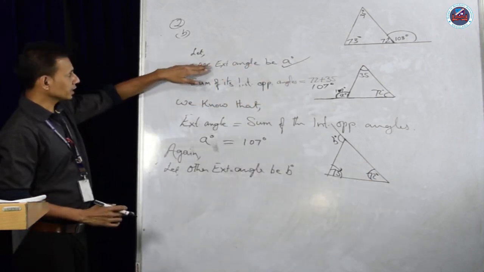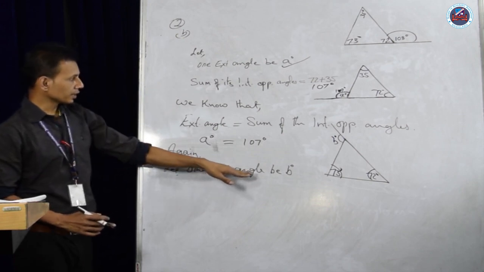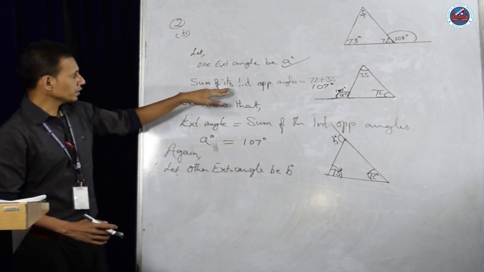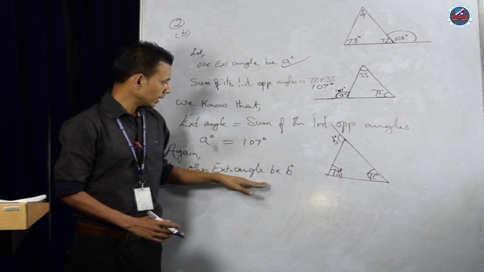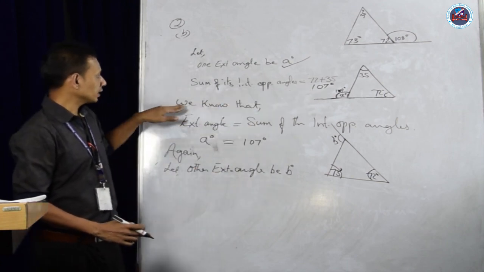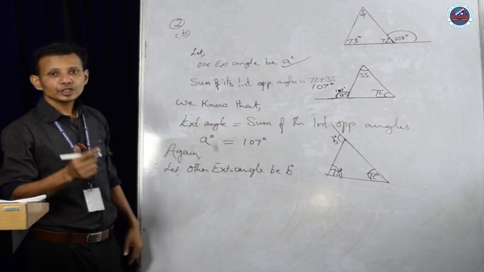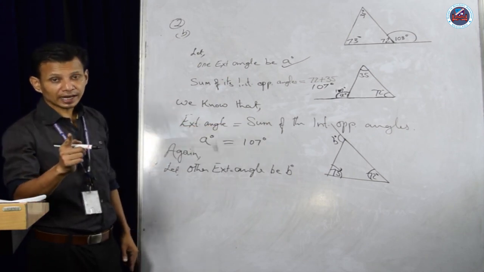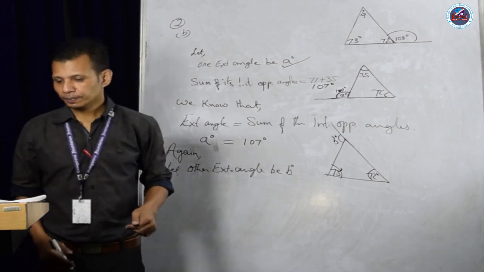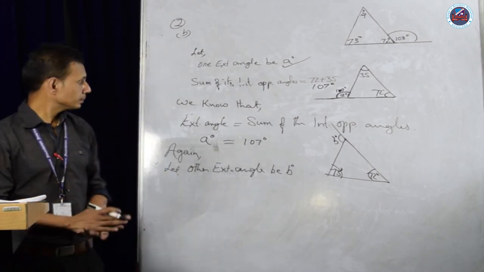I have done one exterior angle, you do the other exterior angle. Now take this, add up the sum of its interior opposite angles, and keep it like this. After that, use the formula and write it like this, you will get B. Can you do that? I am sure you can do that. Try by yourself and show me, okay?